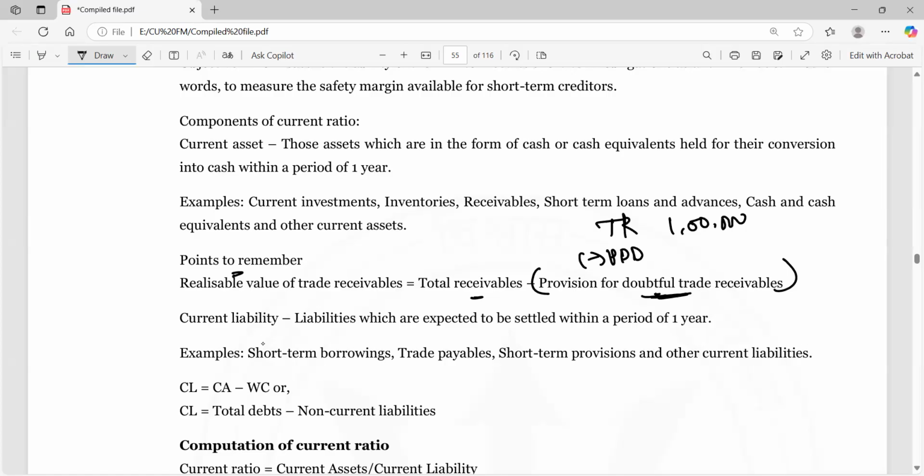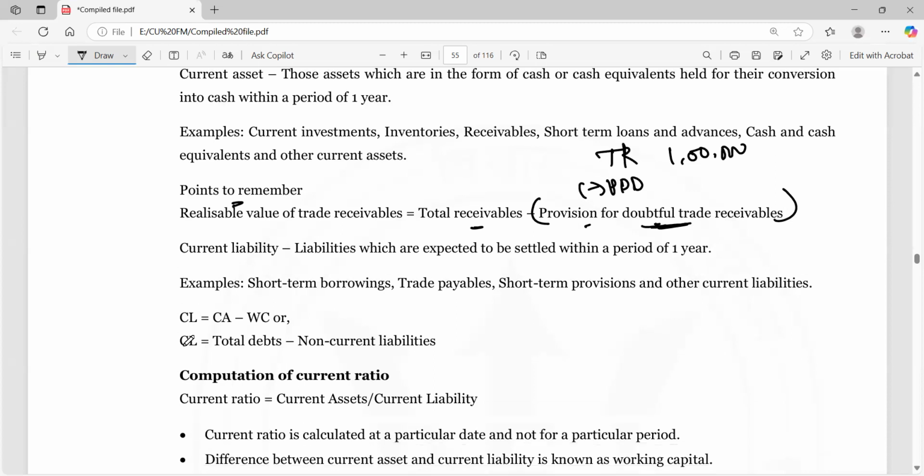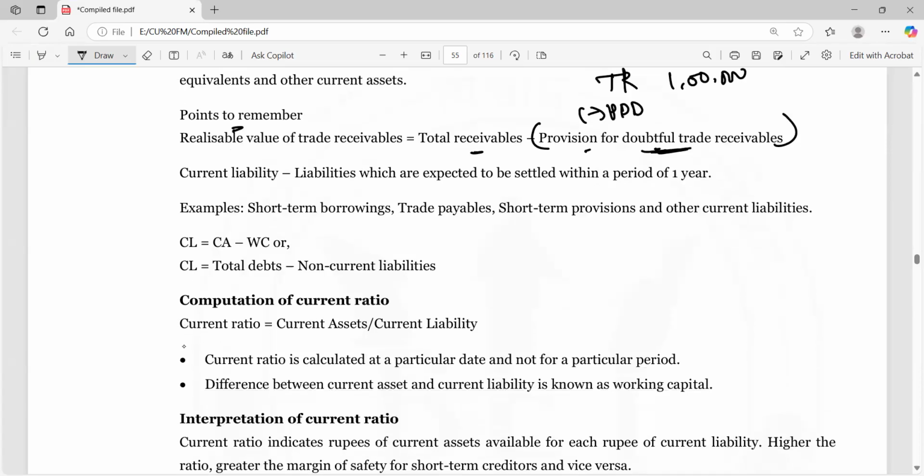Correct. That is not provision for doubtful debts. That is a provision made for other contingencies. That is not provision for doubtful debts. Provision for doubtful debt is a contra asset. It is not a liability. Clear? Any doubt why we are subtracting provision for doubtful debts? Is that clear? Next.